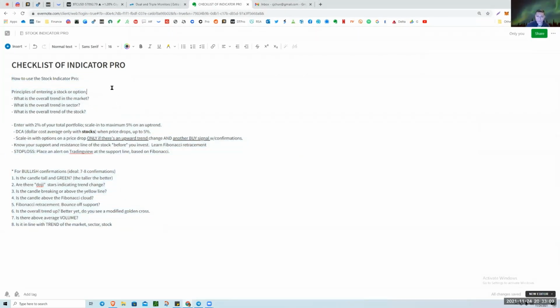So in terms of how to use the Indicator Pro, the principles are still the same in terms of almost any entry. This is what I typically do. I want to know the general overall trend of the market. So each and every morning, I want to get a sense of whether today is going to be bullish or bearish. And then even go down to the overall trend in a particular sector.